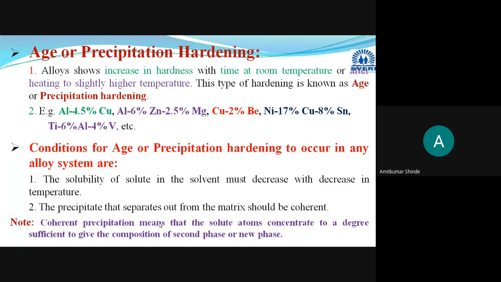So kindly note down these points: the meaning of age hardening, then examples, and the two conditions. I will wait for 2 minutes here. After completing these notes, please put that in the chat box. I will start the next point after this. Okay, please note down this.